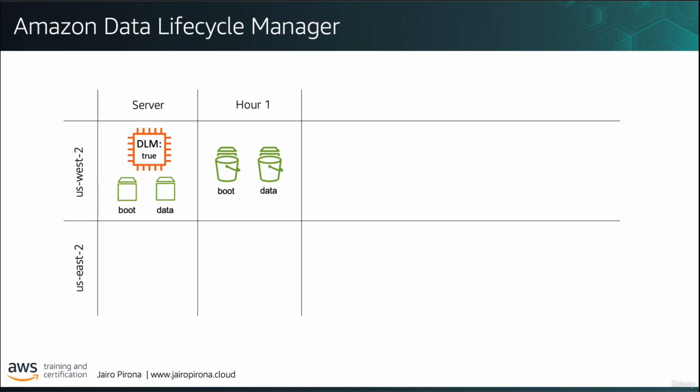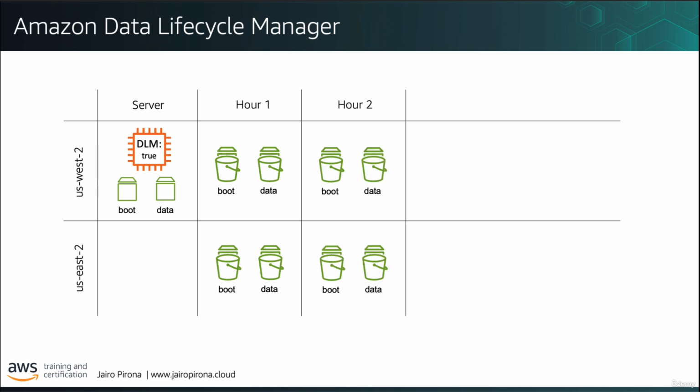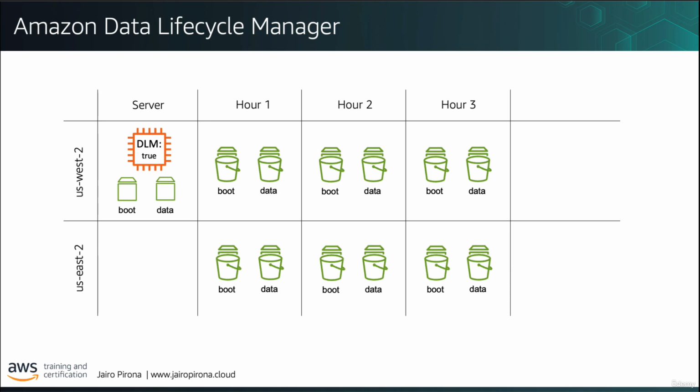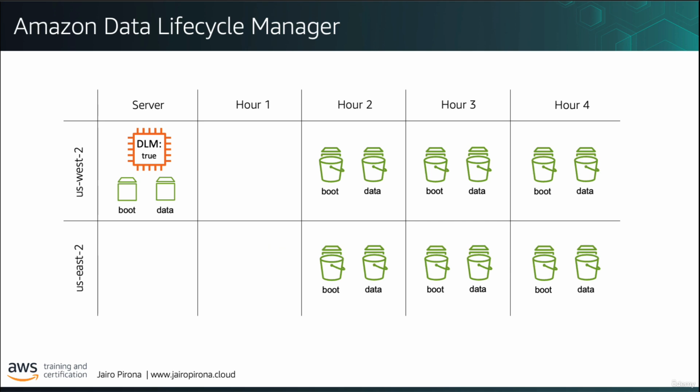Since I am protecting against a regional failure, I have configured the policy to replicate these snapshots to US East 2 in Ohio. When the second hour arrives, another snapshot is taken and replicated. At the third hour, another snapshot is taken and replicated. Remember that each incremental snapshot only consumes the modified blocks from a storage perspective. At the fourth hour, new snapshots are created and replicated. However, since I configured the policy to retain 3 hours of data, the first hour snapshots are automatically deleted.